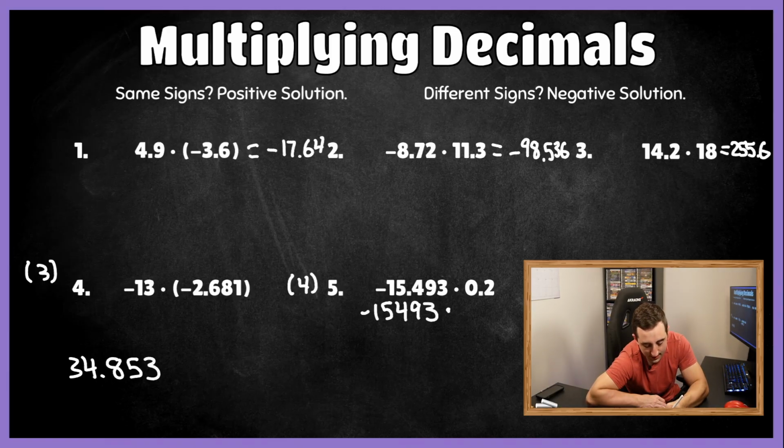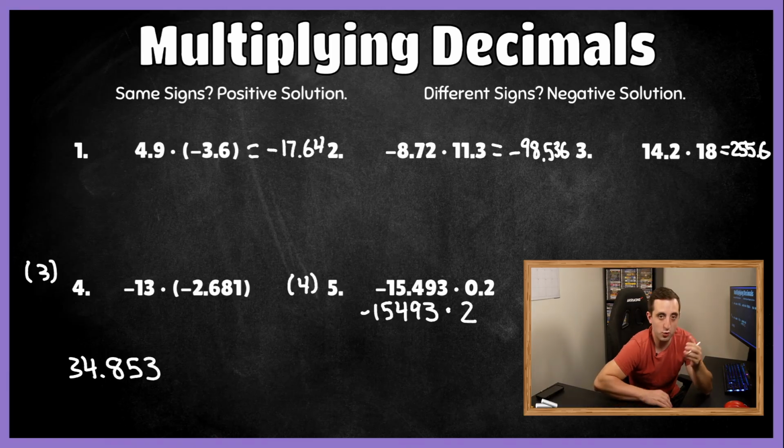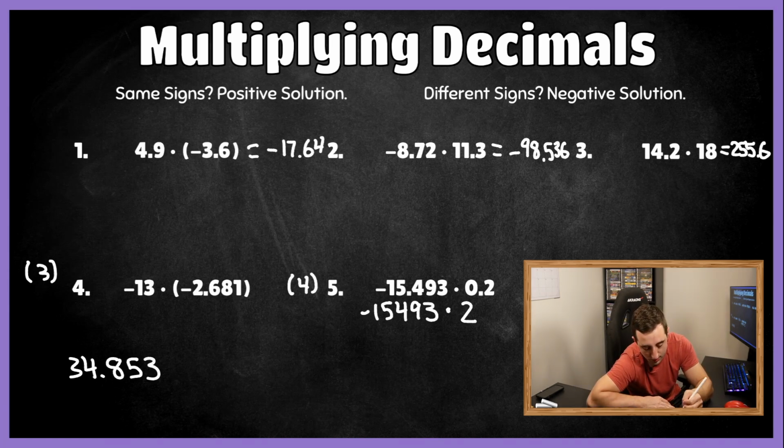15,493 times 2. You don't have to worry about putting 0, 2. 0, 2 is really just 2 at the end of the day. And now we can go ahead and multiply these once again. We'll just do it up top here this time.